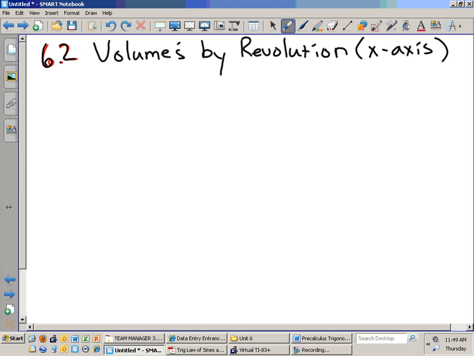Okay, so the idea is you guys have been able to find area bounded between a curve and the x-axis. Well, right now, the question is, what if we took that area that you found and we revolved it around the x-axis to make a three-dimensional figure? Could we find the volume of that?